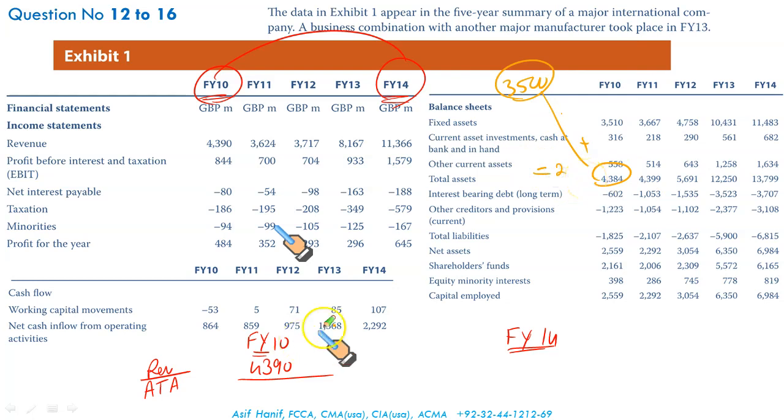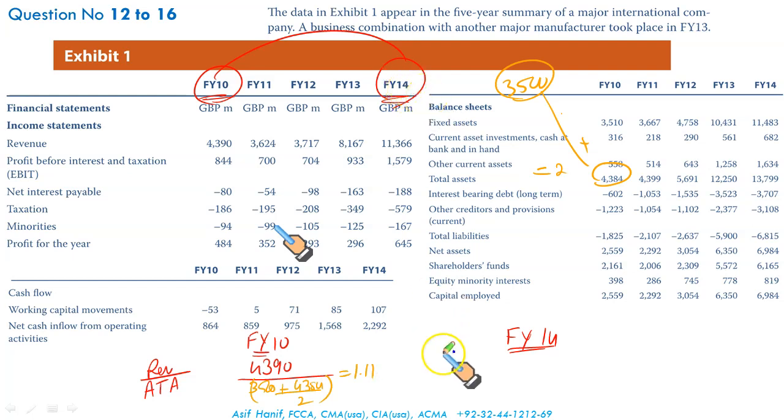I'm going to write them in full. It's going to be 3,500 plus 4384 and divided by 2. This will give you the assets turnover for FY10. Its result will be 1.11. All right.